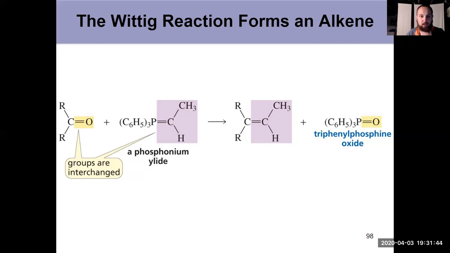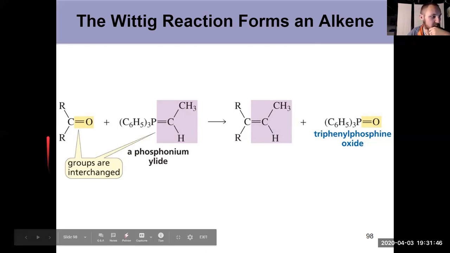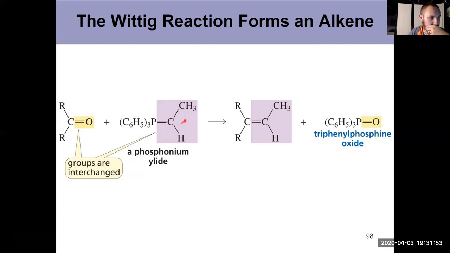And effectively, all this is doing is interchanging the double bond from the carbonyl, that group, and the double bonded group from over here. We're switching them, switching the yellow and the purple over here. And it's driven by stability of these phosphorus-oxygen double bonds.